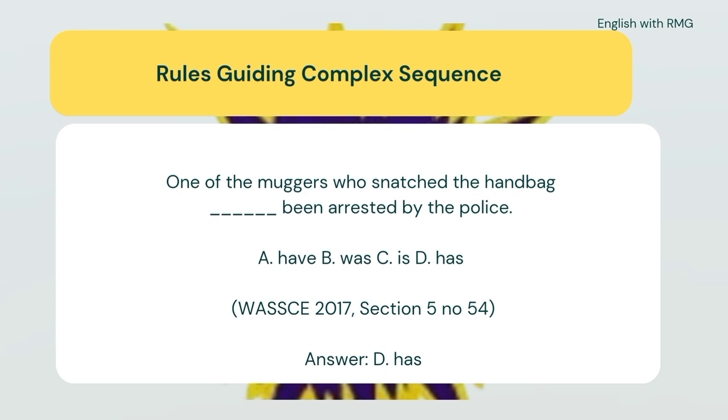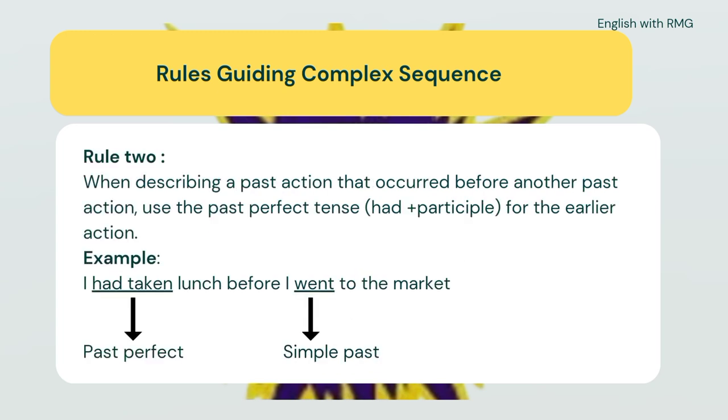Do you understand? I hope you are following this lesson, and I hope you are getting the key lesson, which is to pay attention to the context and the time that the sentence is trying to explain or to communicate. So let's move on to rule 2. When describing a past action that occurred before another past action, use the past perfect tense, which is had plus participle, for the earlier action. That is, when the previous one was past plus present perfect.